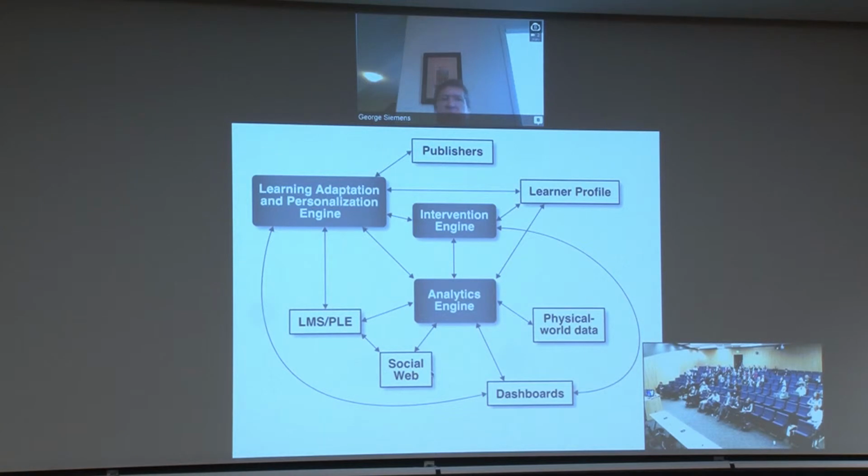So you have your adaptive and personalized engine, your intervention engine, and your analytics engine. And then from there, you can pull a number of things from a number of spaces. You can work with publishers to bring content in, you can host it or host parts of it in an LMS, you can use social technologies, the web, whatever it is that you're doing, and more actually physical world data.